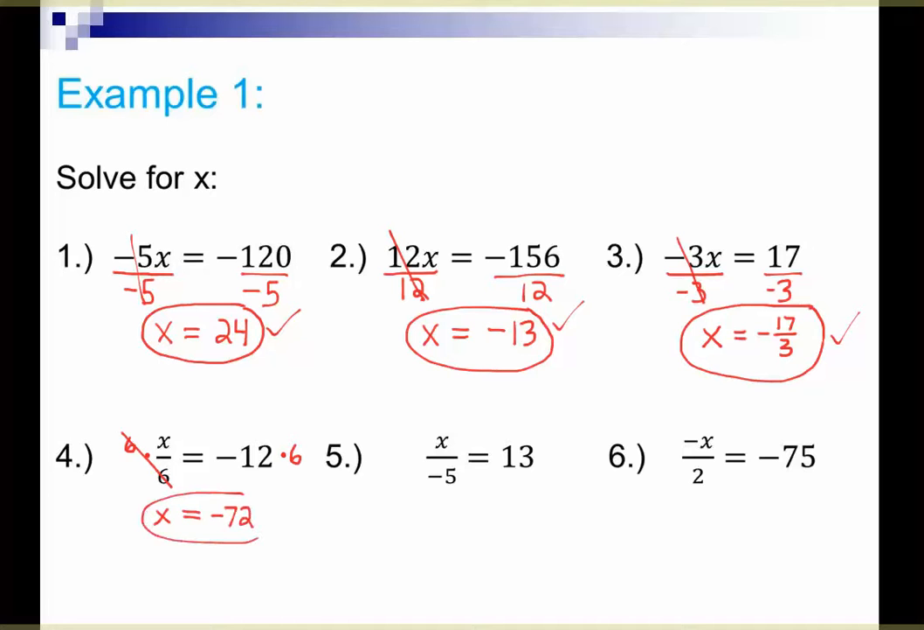So x should equal negative 72. If I plug that in, 4x, negative 72 divided by 6 will give me negative 12. So that works out.